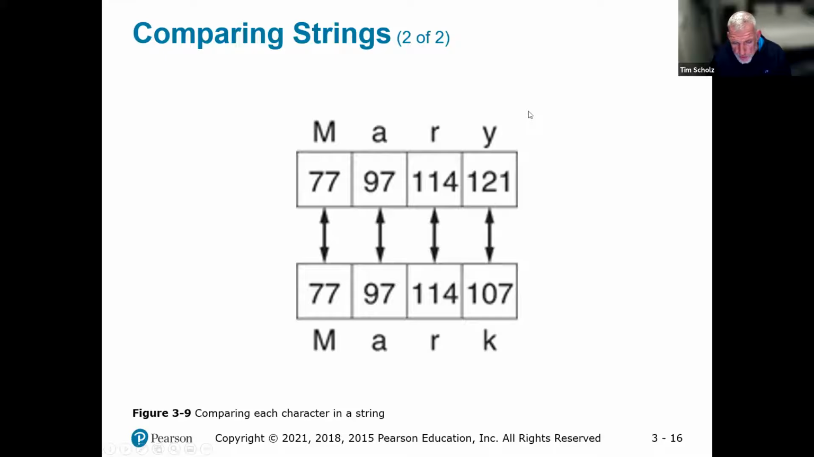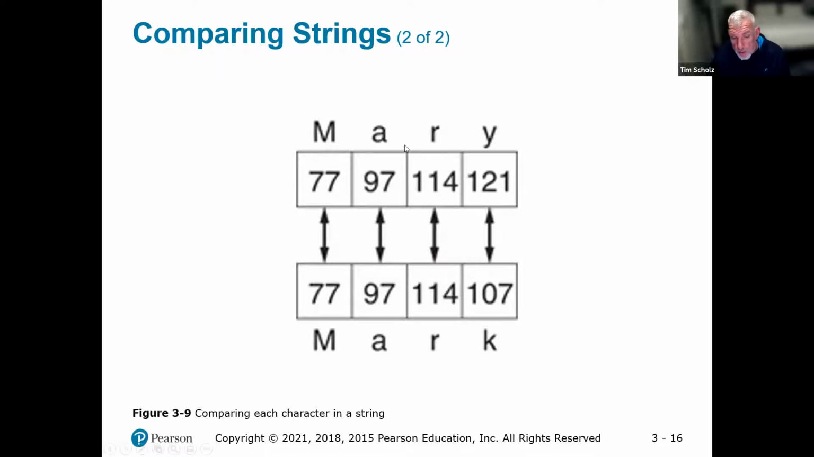So when you're looking at this, it gives you an idea. The 77, 97, 114, 121, and 107 are the ASCII values for each of those characters. One thing to note is that uppercase letters have a lower ASCII value than lowercase letters. So when you're doing comparisons, you may think logically that uppercase is greater than lowercase, but that's not the case when you're looking at ASCII.